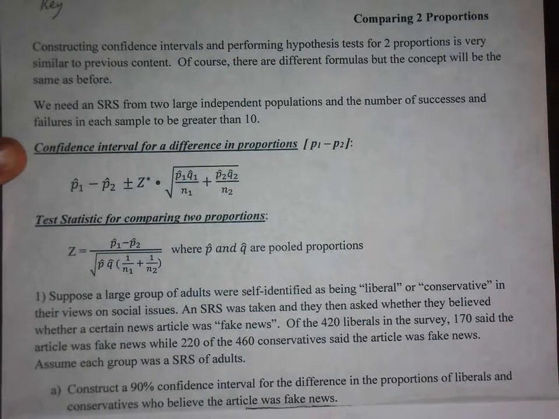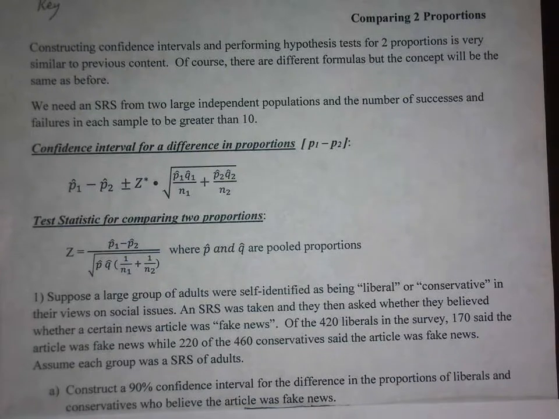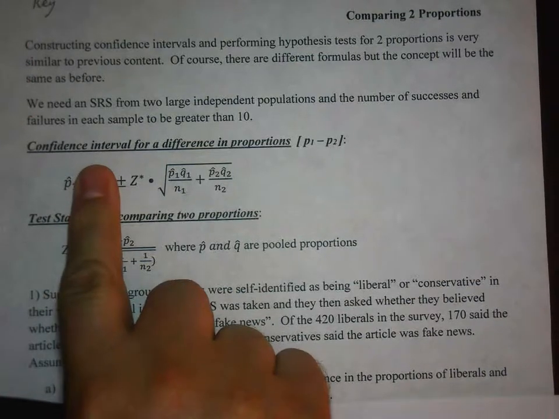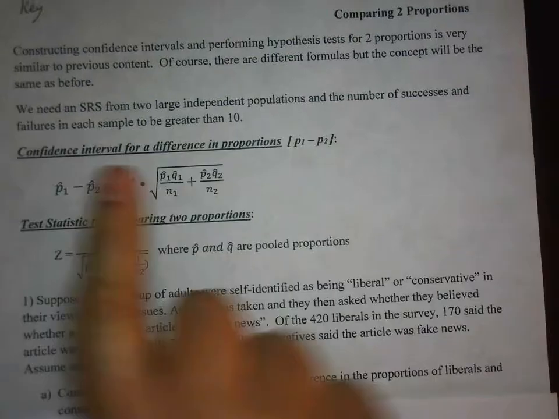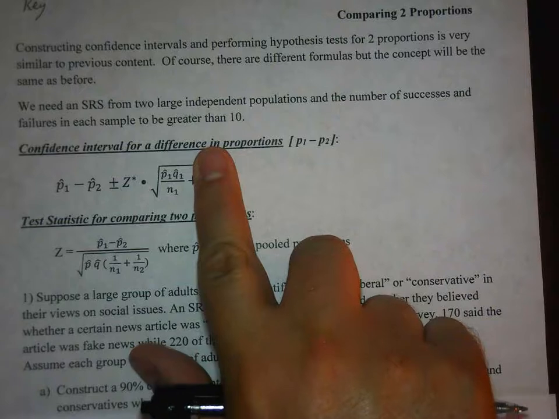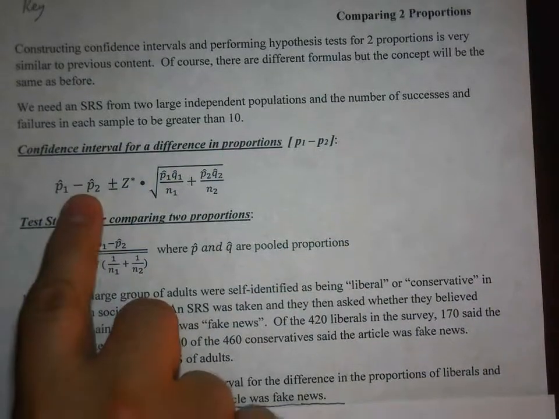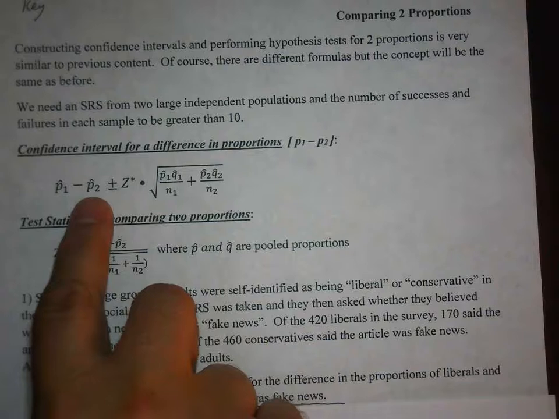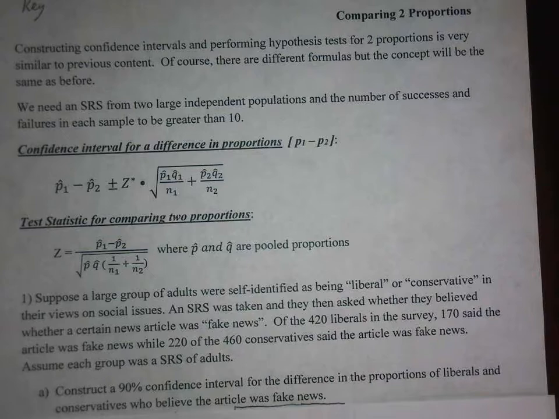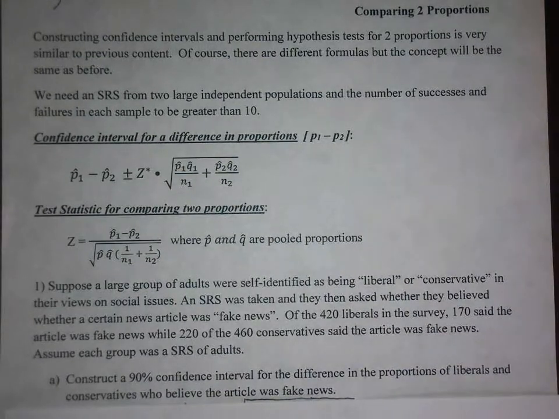So a confidence interval for a difference in proportions, P1 minus P2, is given here. And I will admit that that looks really confusing when you look at it. But remember, for one proportion, you just had P hat plus or minus Z star times the square root of P hat Q hat over N. Well, now that we have two proportions, we have to bring that second proportion into the difference in proportions and the standard deviation. But the concept is still the same.